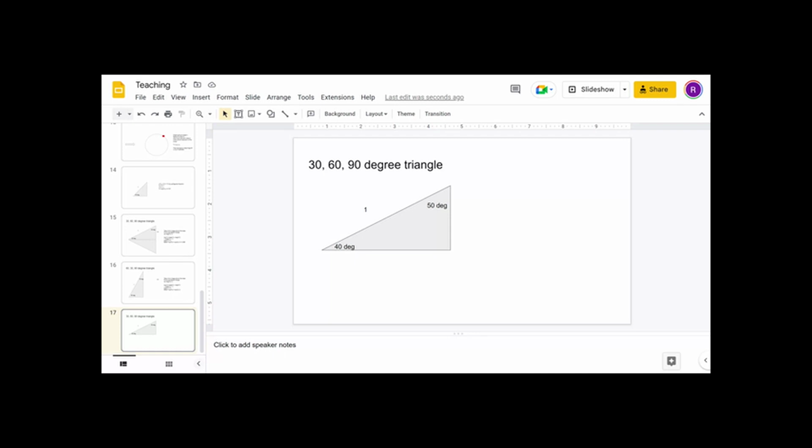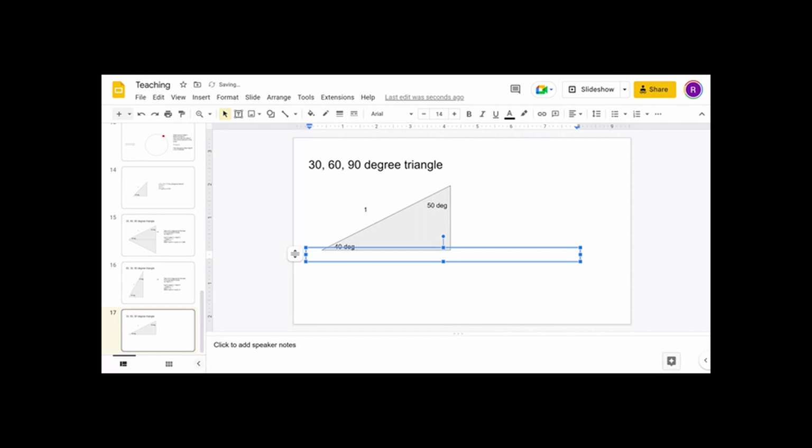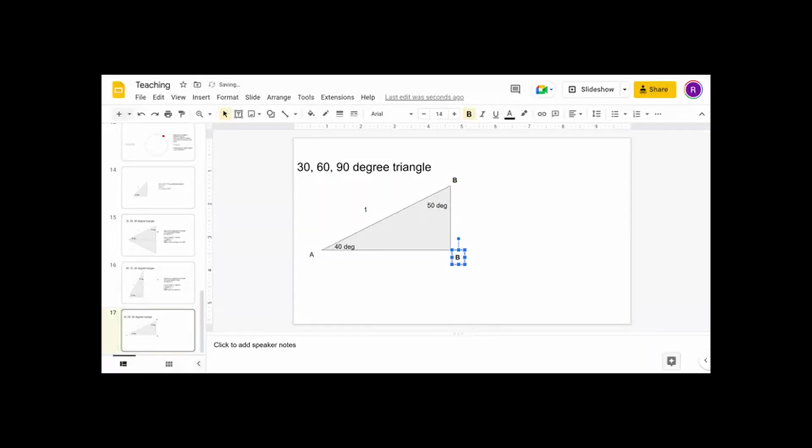Anyone else want to answer? Will the answer be fixed or unknown? That means, can it take many possible values? So let me name these. This is A. AB is, let's say, the hypotenuse. BC is the height. And AC is the base.